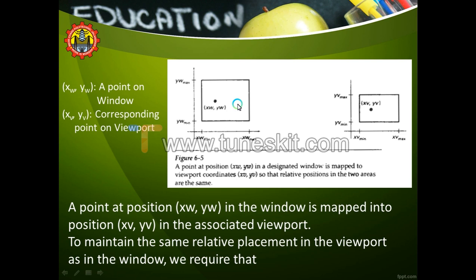When we map this point inside the window into the viewport, the same relative placement of an object in the window is maintained in the viewport; only the size will be reduced or enlarged. It means that in the window to viewport transformation, if you remember, we perform relative fixed point scaling, right? Scaling means either you want to enlarge the size or decrease the size, right?